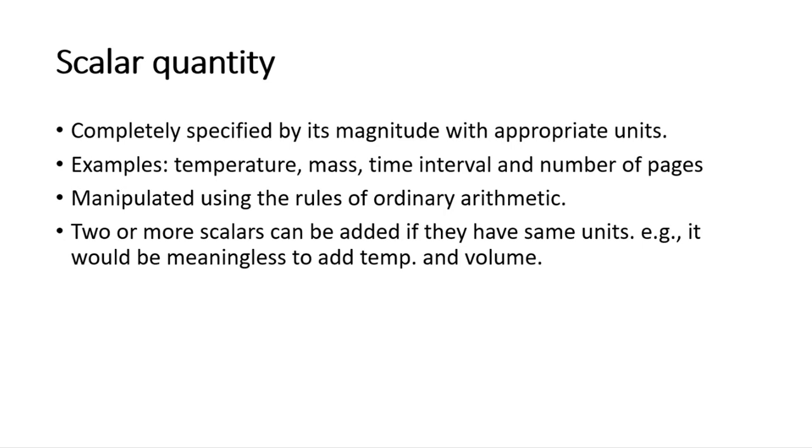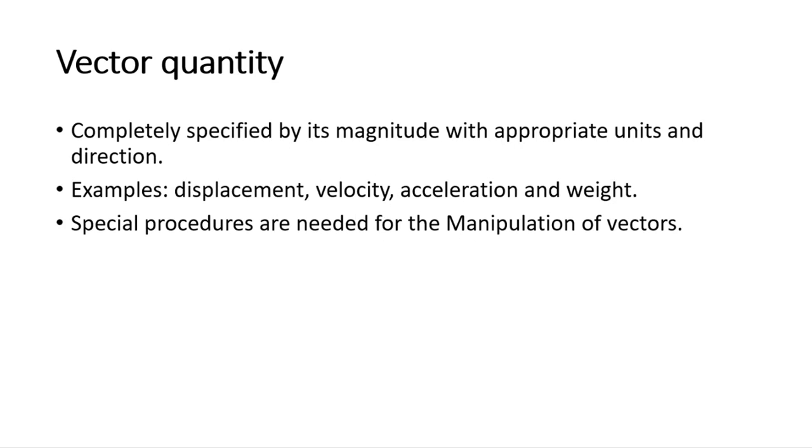If two or more scalars are there, they need to have the same units. For example, it would be meaningless to add temperature and volume. So we need to know that we can add two scalar quantities only when they have the same units. What are vector quantities and how are they different from scalars?